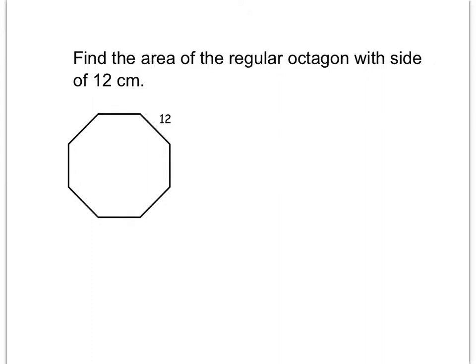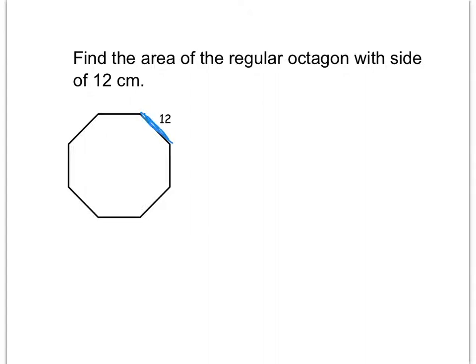Okay, I want to find the area of a regular octagon. And again, I know I need trig. An octagon is not one of our 3 specials. Our 3 specials were either a triangle, a quadrilateral, or a hexagon. All other regular polygons, we need to use trig to find the apothem. So I know I have a regular octagon with a side of 12. We can see the side of 12 is right here.